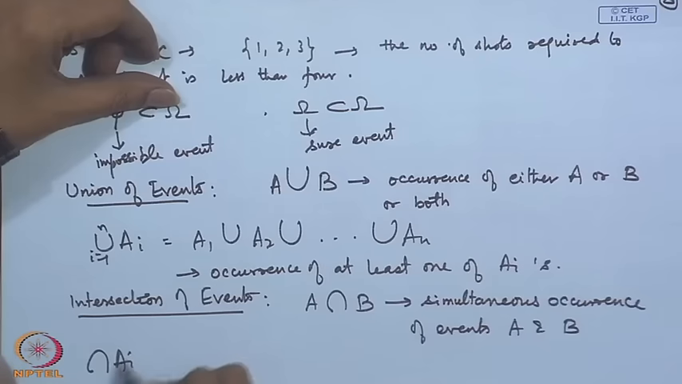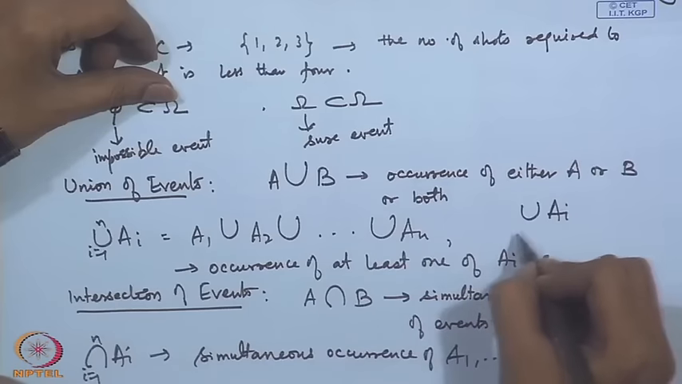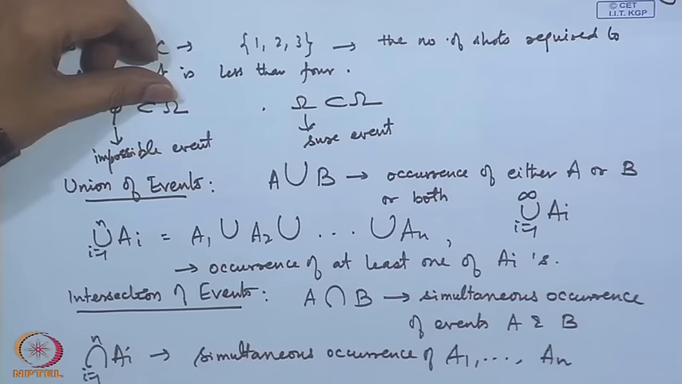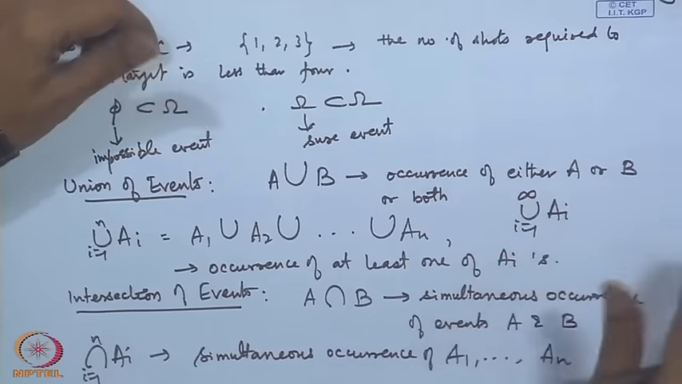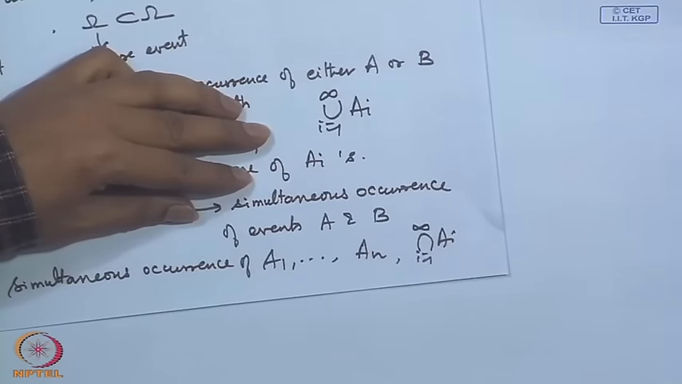Likewise, one can talk about intersection of A_i, i equal to 1 to n. This will mean simultaneous occurrence of A_1, A_2, A_n. One may talk about infinite unions and infinite intersections also. For example, one may talk about union A_i, i equal to 1 to infinity. This would mean occurrence of at least one of the A_i's, and in a similar way one may talk about intersection of A_i, i equal to 1 to infinity. So, this would mean simultaneous occurrence of all the events A_1, A_2 and so on.